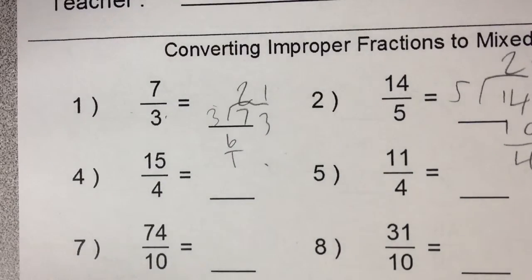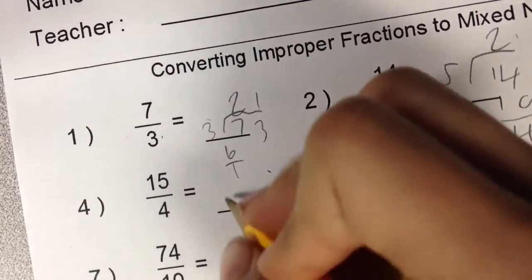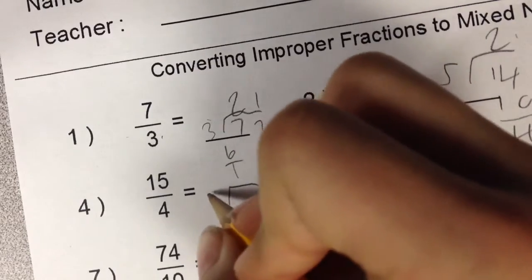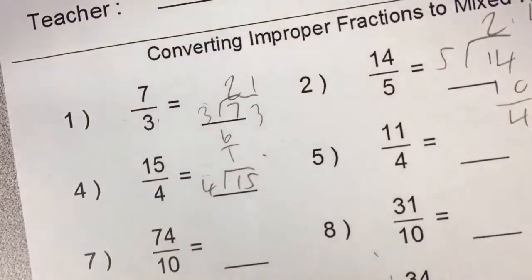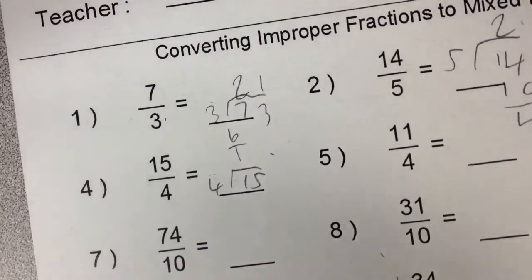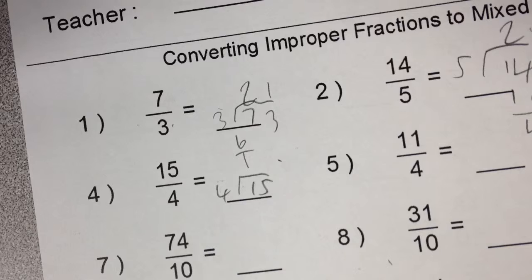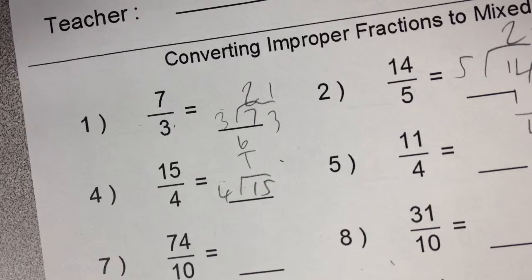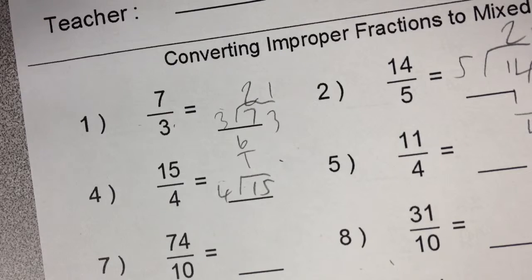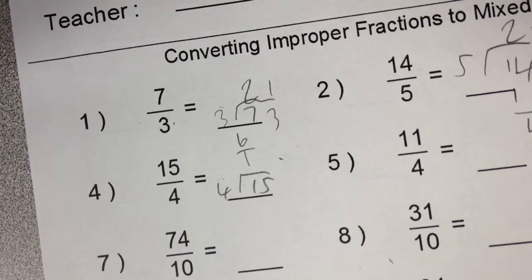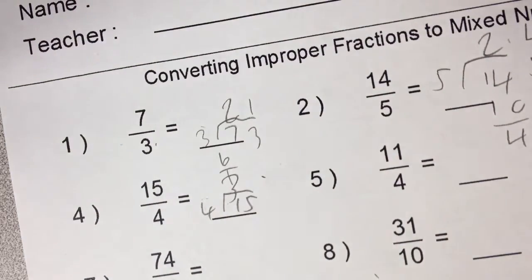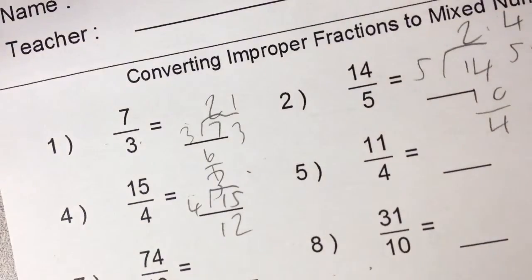Okay, so now, since this is top heavy, you gotta tip it to the right. And how many times does 4 go into 15? There you go. 15. 4. 3. 2.